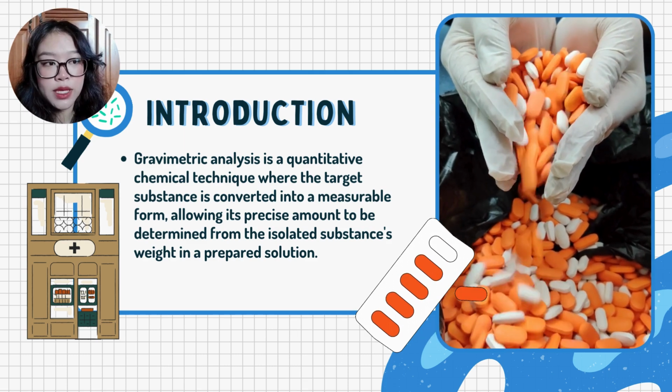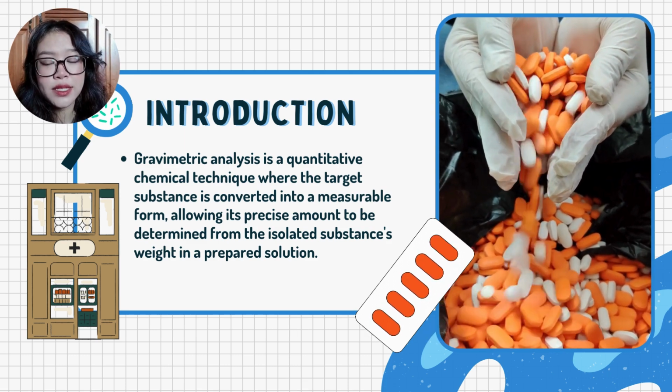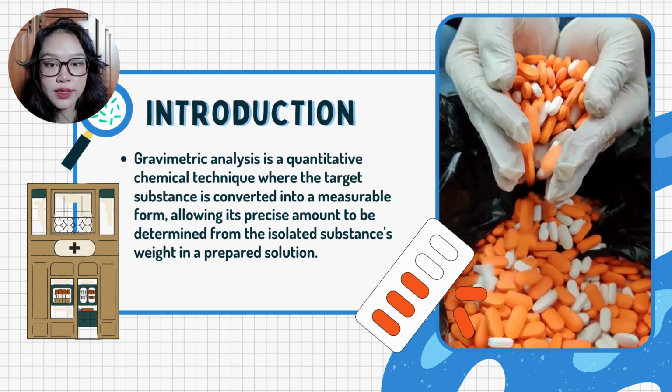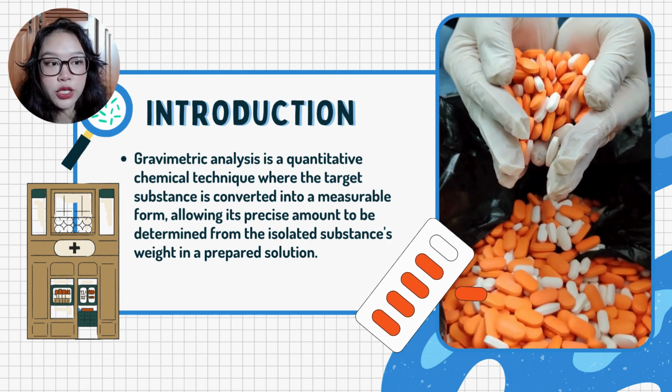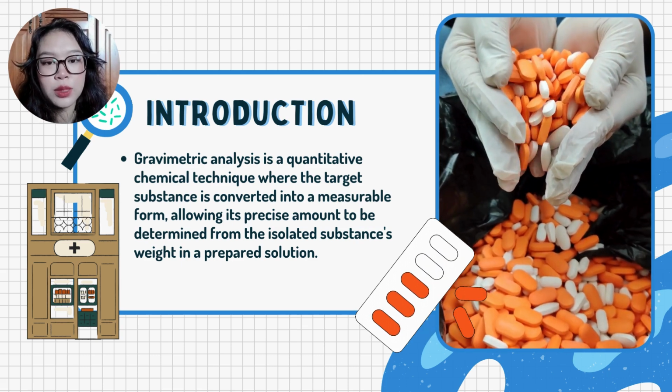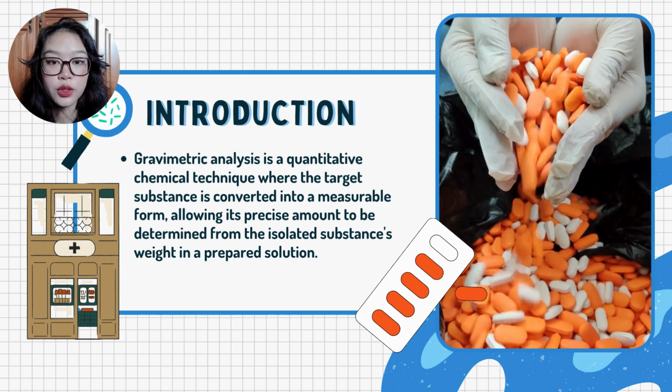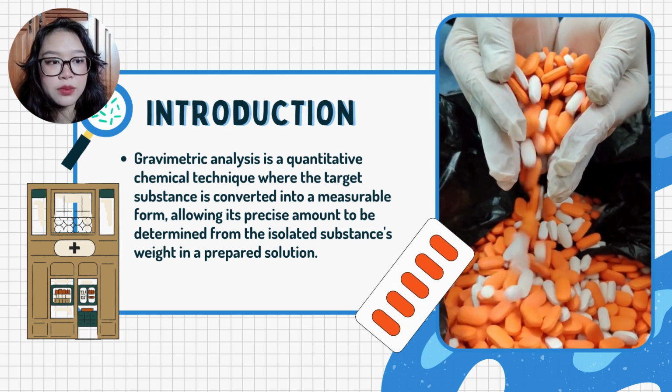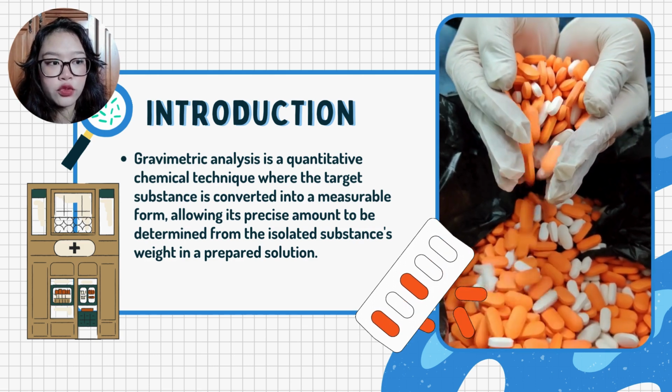In the pharmaceutical industry, gravimetric analysis is crucial for ensuring the medications contain the correct amount of active ingredients. Accurate measurement of these ingredients is essential for the safety and effectiveness of drugs, as even small variations can affect how well a medication works and its safety profile.